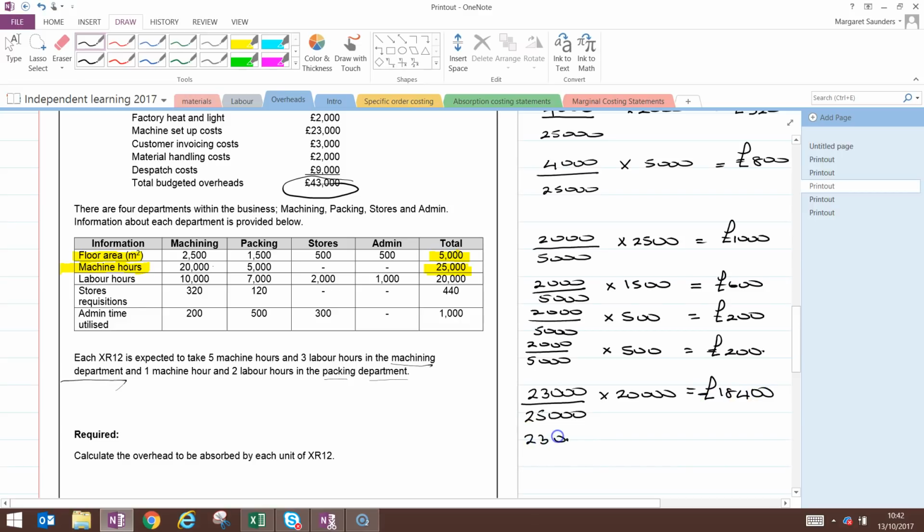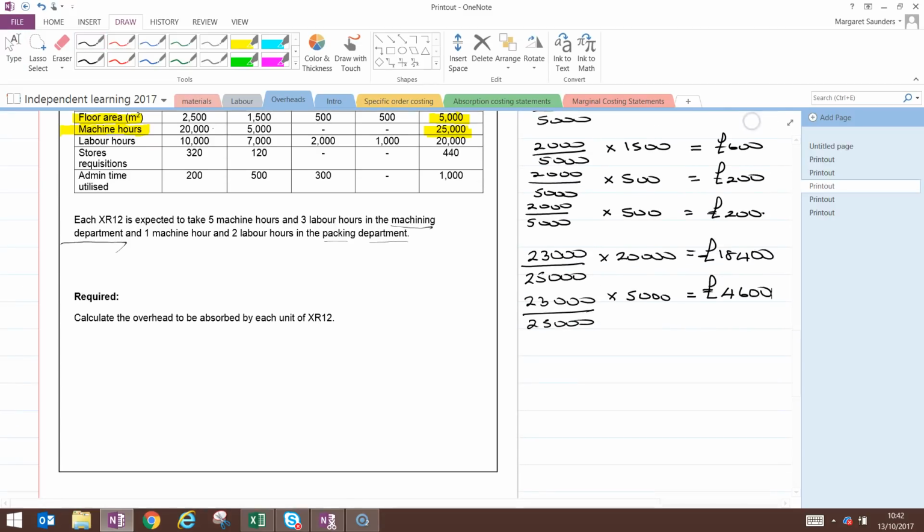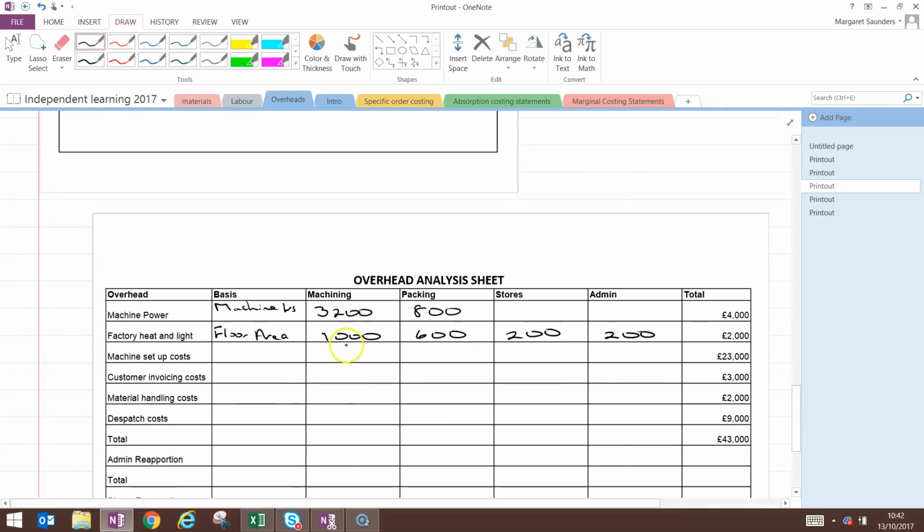and times 5,000 gives us the packing figure. So if I put that one into the analysis, we had 18,400 and 4,600, and the basis machine hours.